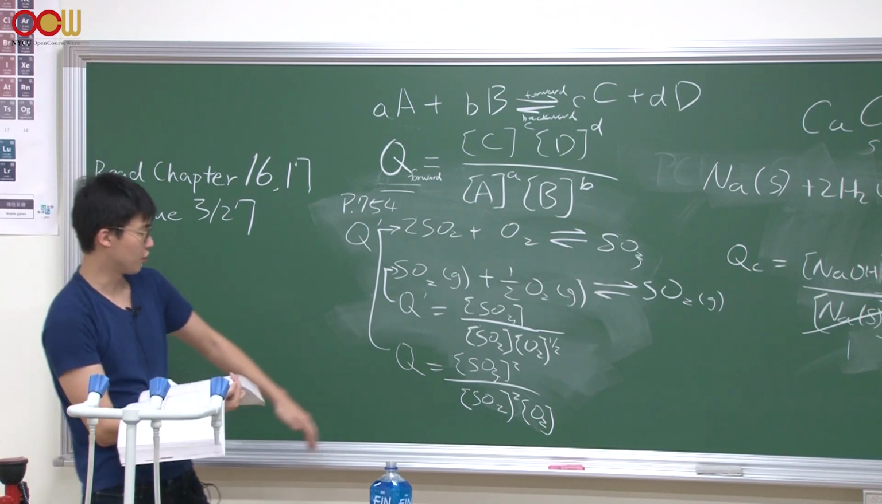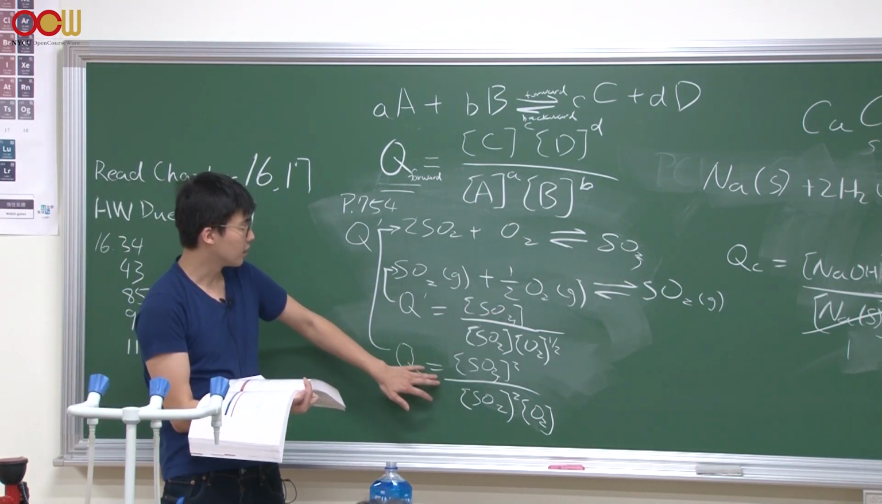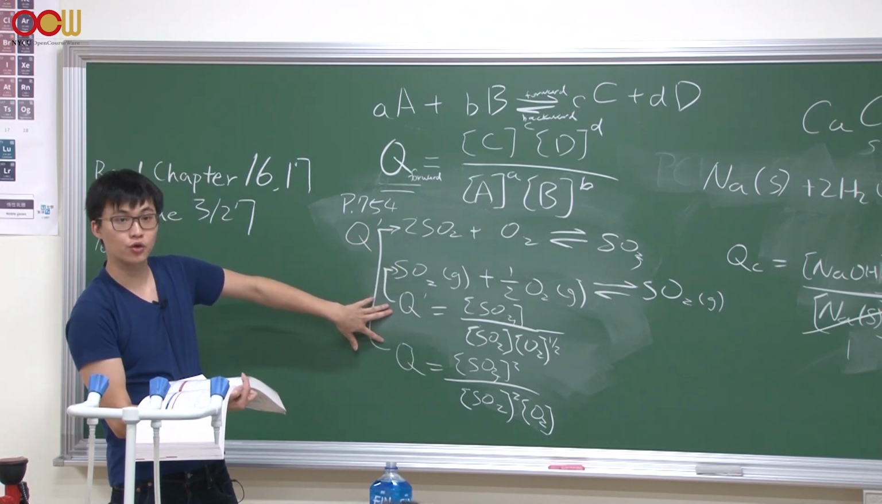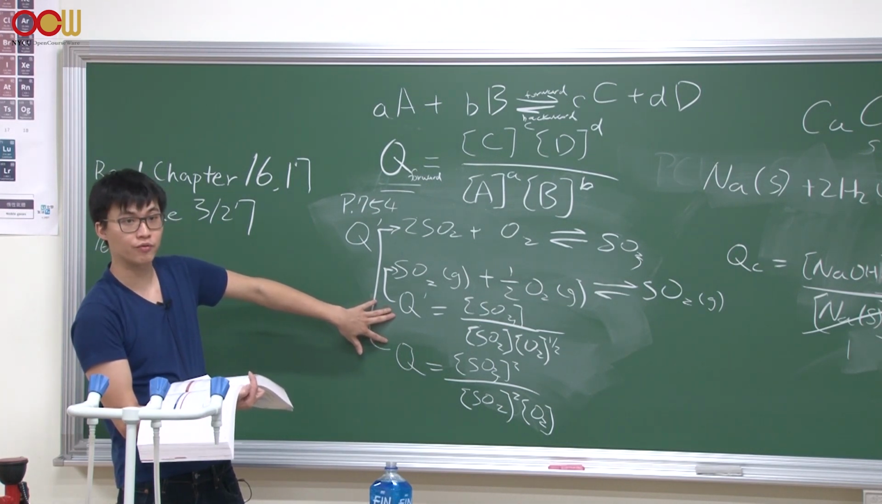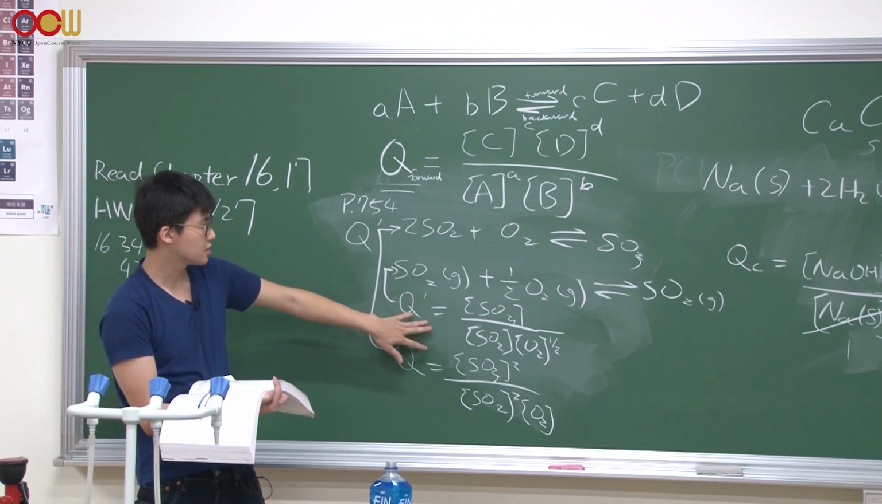I know this could be a little bit confusing because I missed an SO3 here. But looking at these two expressions, the way you write down your Q will be different, correct? So in this case, you will get a different value if you plug in a concentration. So you have to recognize this.